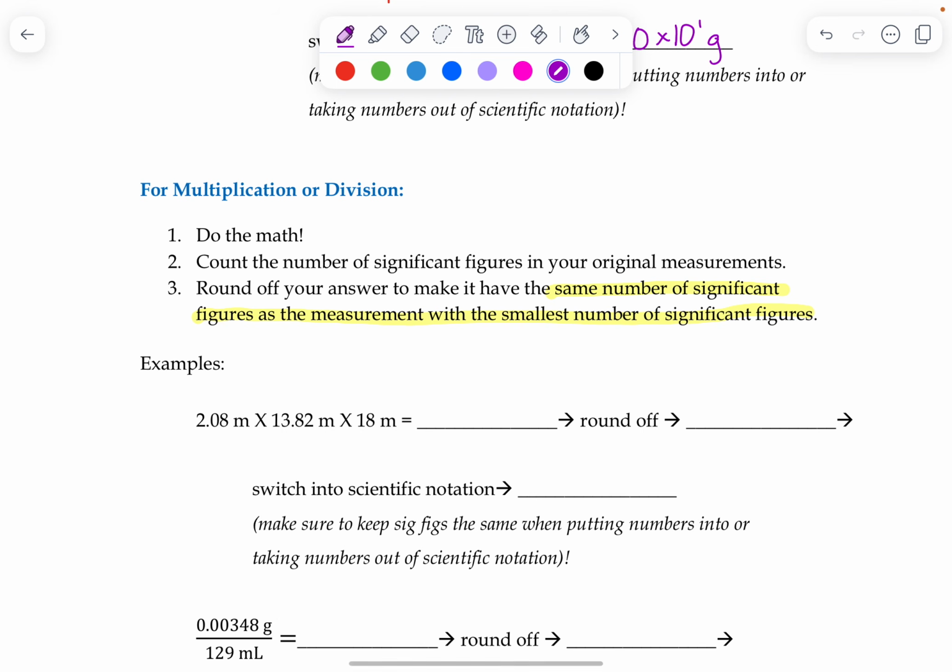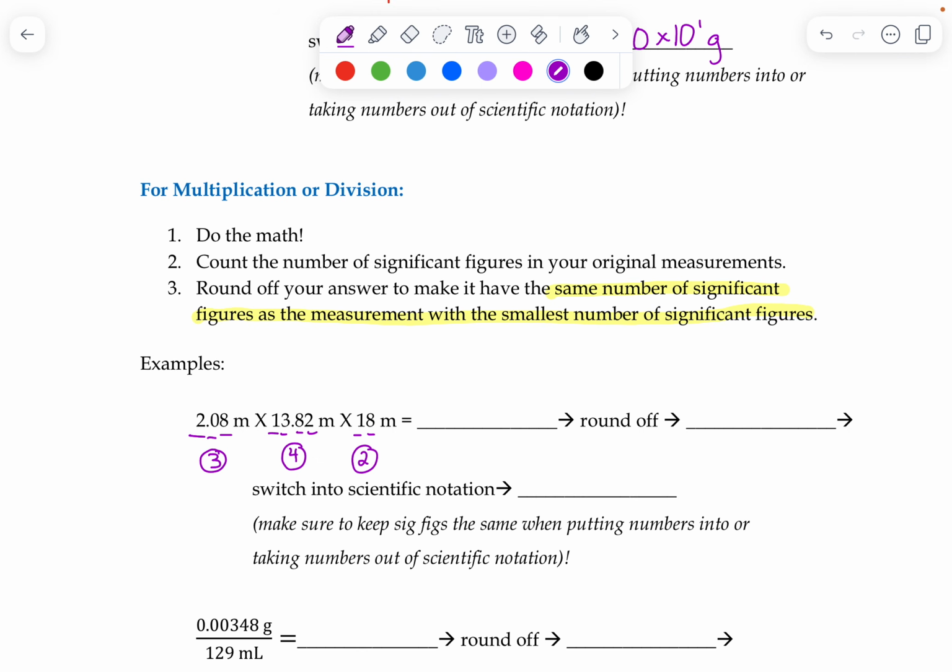So that 2.08, the 2 and the 8 count, this 0 is in a sandwich. It also follows the right rule. So this guy has 3 sig figs. The 13.82, anything that's not a 0 counts. So this guy has 4. The 18 has 2.